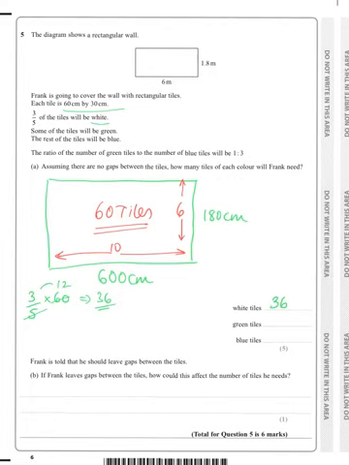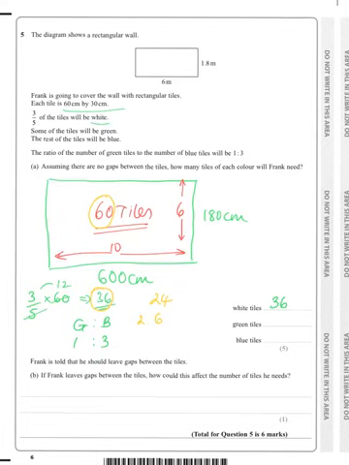Now, some of the tiles will be green and the rest will be blue, and it says the ratio of the number of green tiles to the number of blue tiles will be 1 to 3. So let's just get that right. If we've got green to blue in the ratio of 1 to 3, then because we knew there were 60 tiles to begin with and 36 of them have been used up, that would leave 24 tiles to be either green or blue.